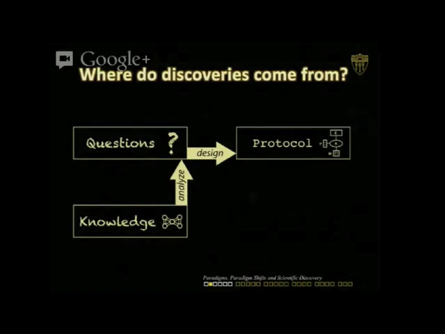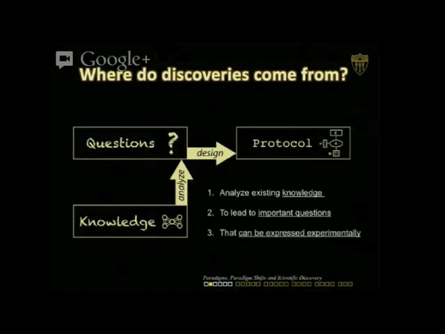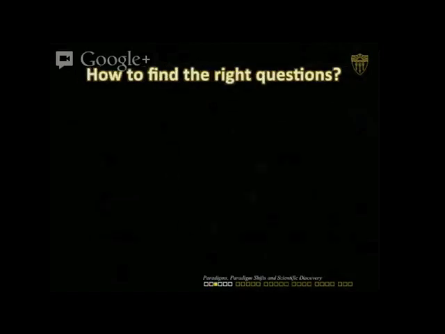Well, in some ways, we want to be able to analyze existing knowledge that comes up with important questions that are then testable scientifically. If you think about it, this is the absolute crux of what science is really revolving around. And it comes down to, how do you find the right questions? Okay, how do you actually do that?